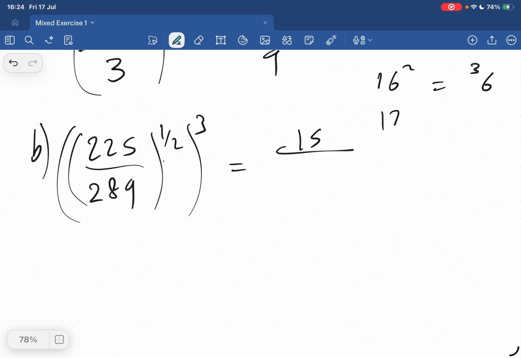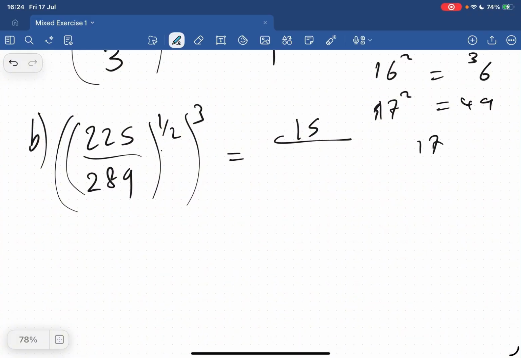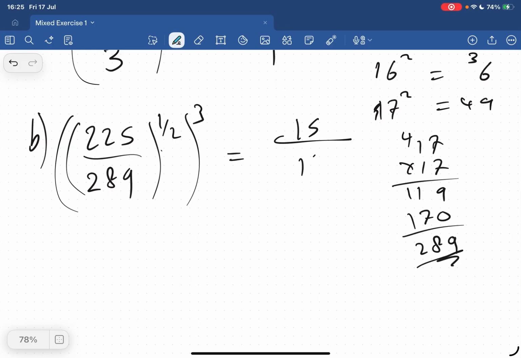Is it 17? Well, 17 squared, 7 squared is 49. So that is hopeful. So let's check that here. 17, so 9, 4, 11, 0, 7, 1. 289, exactly. So it's 17 squared, and this is plus or minus. We've got to remember our plus and our minus.